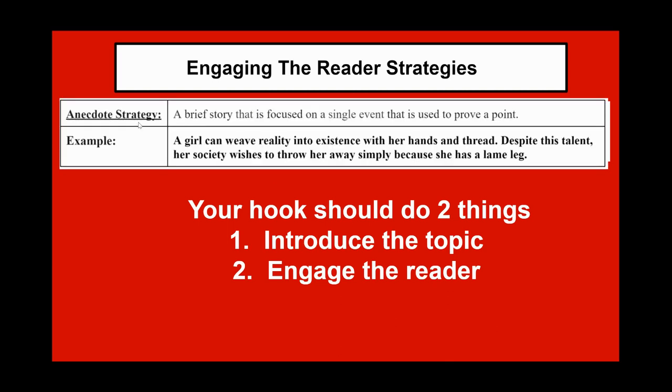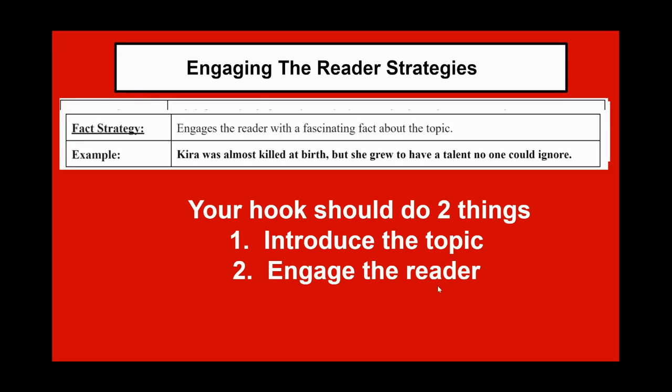Next, we have an anecdote strategy. This is where you tell a short story that is focused on a single event that is used to prove a point. I chose to use the short story of Kira, and I said, "A girl can weave reality into existence with her hands and thread. Despite this talent, her society wishes to throw her away simply because she has a lame leg."